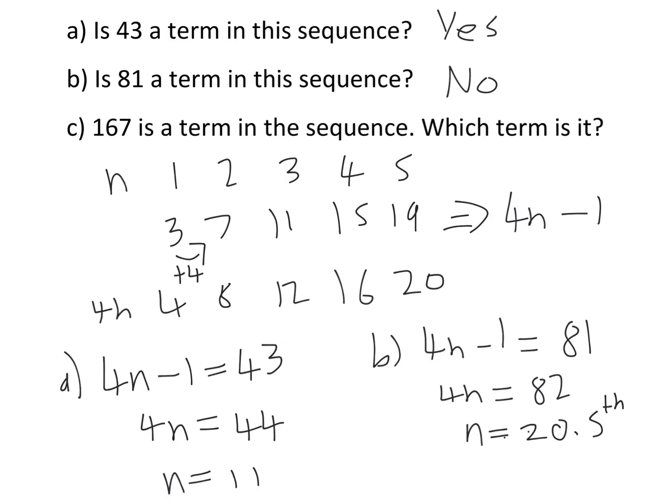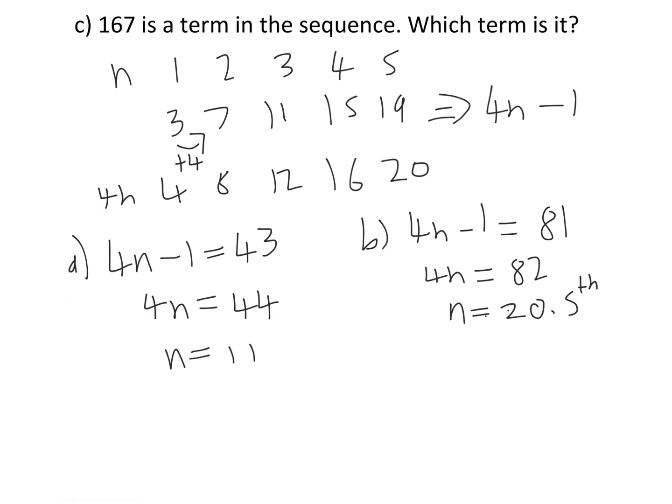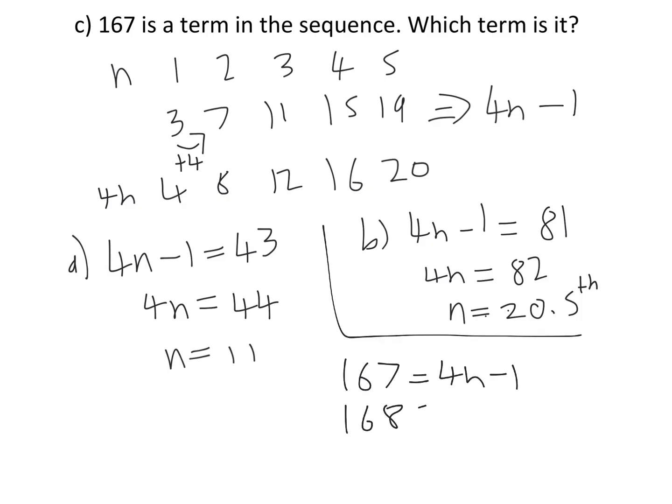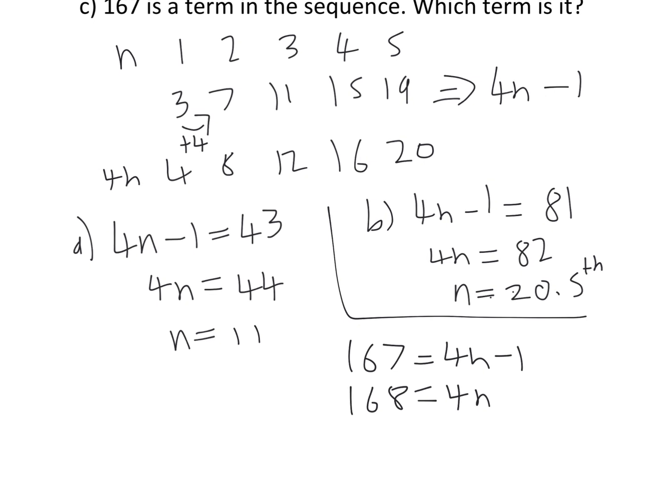Part C then, 167 is a term in the sequence. Which term is it? Again, if we're trying to find out if it's a term in the sequence, we can always put it equal to the nth term. We can add 1 to both sides, and we can divide through by 4 to get 42. So n is 42.